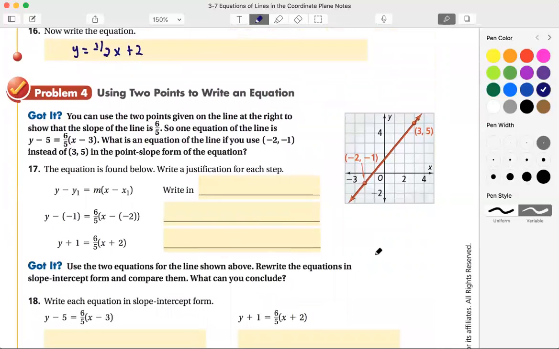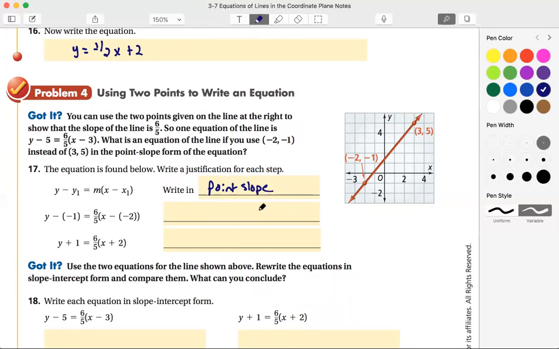All right, now I have 2 points. Okay, so here's the equation. It goes through the points (3, 5) and (-2, -1). Okay. So I'm going to start with the point-slope form. This is called the point-slope form.